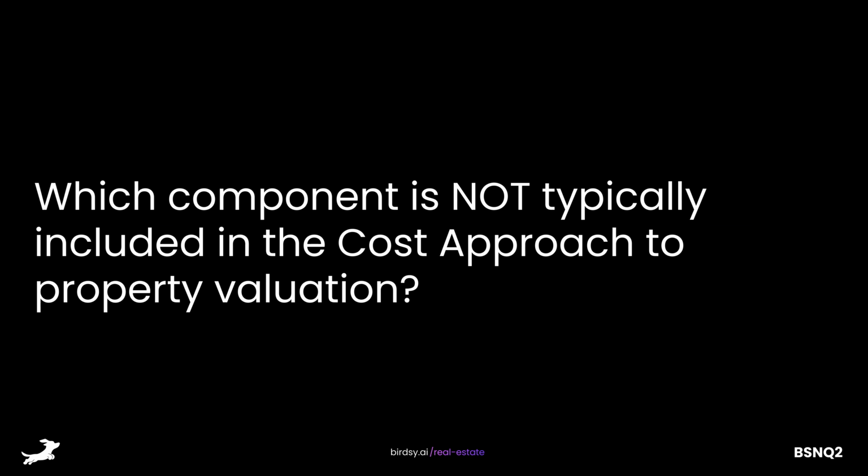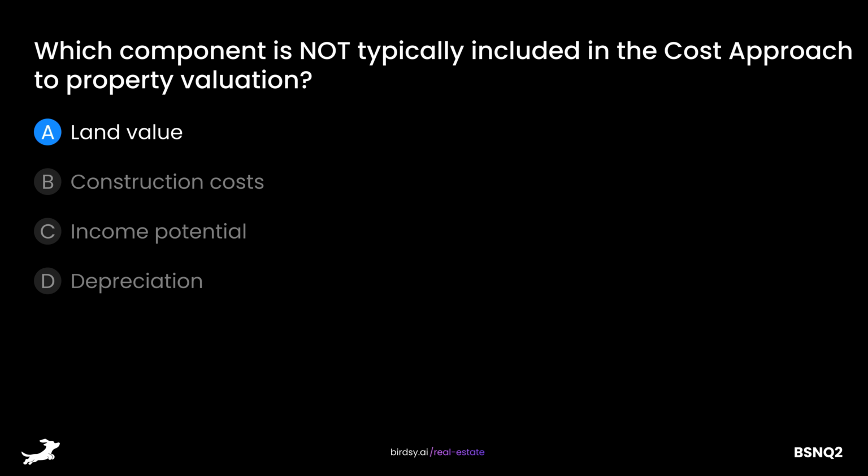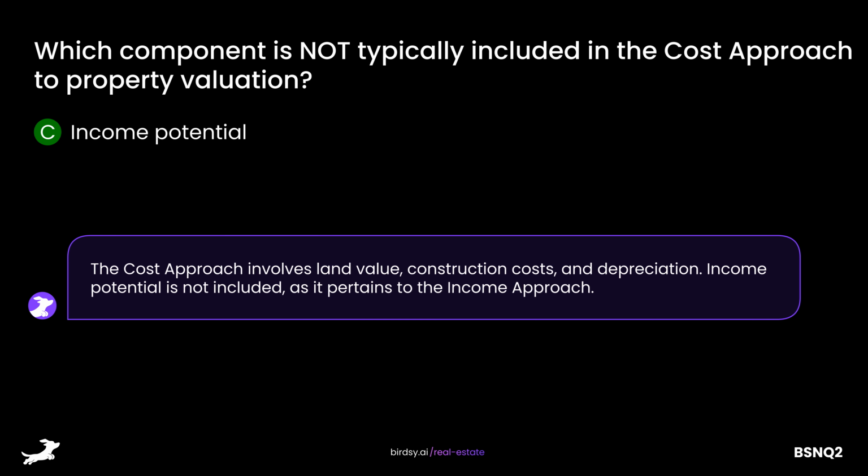Which component is not typically included in the cost approach to property valuation? Is it A, land value, B, construction costs, C, income potential, or D, depreciation? The answer is C, income potential. The cost approach involves land value, construction costs, and depreciation. Income potential is not included as it pertains to the income approach.